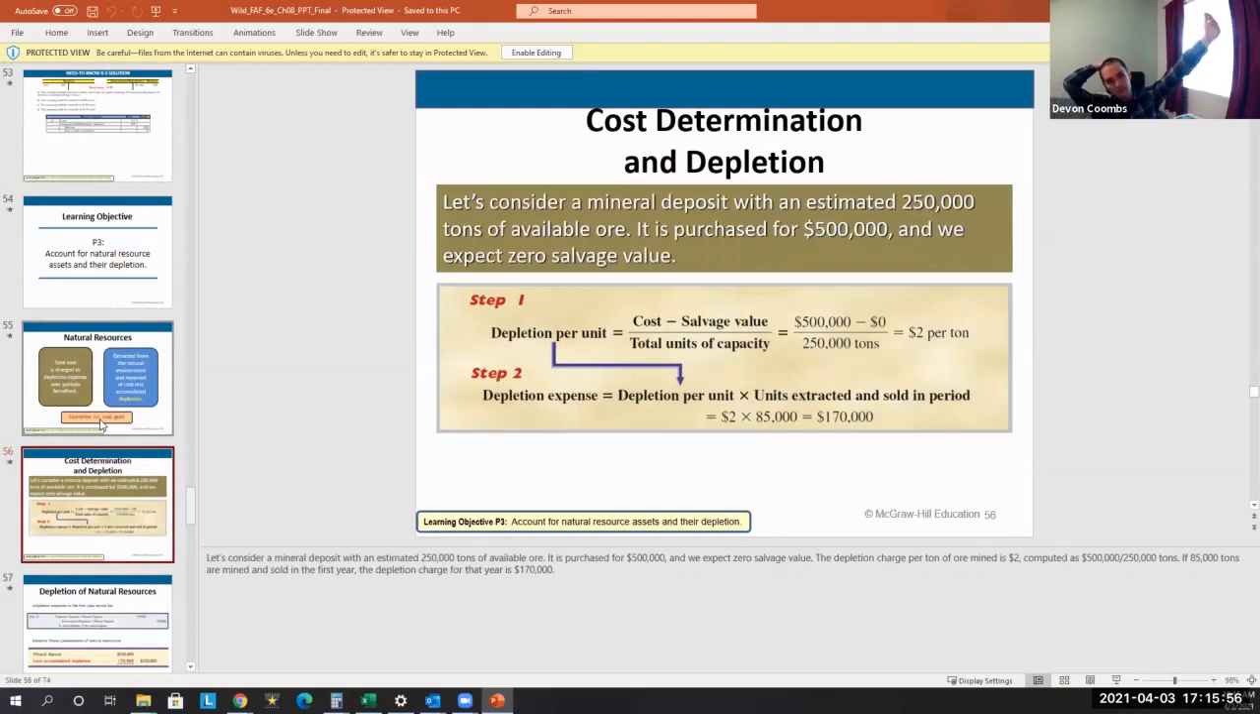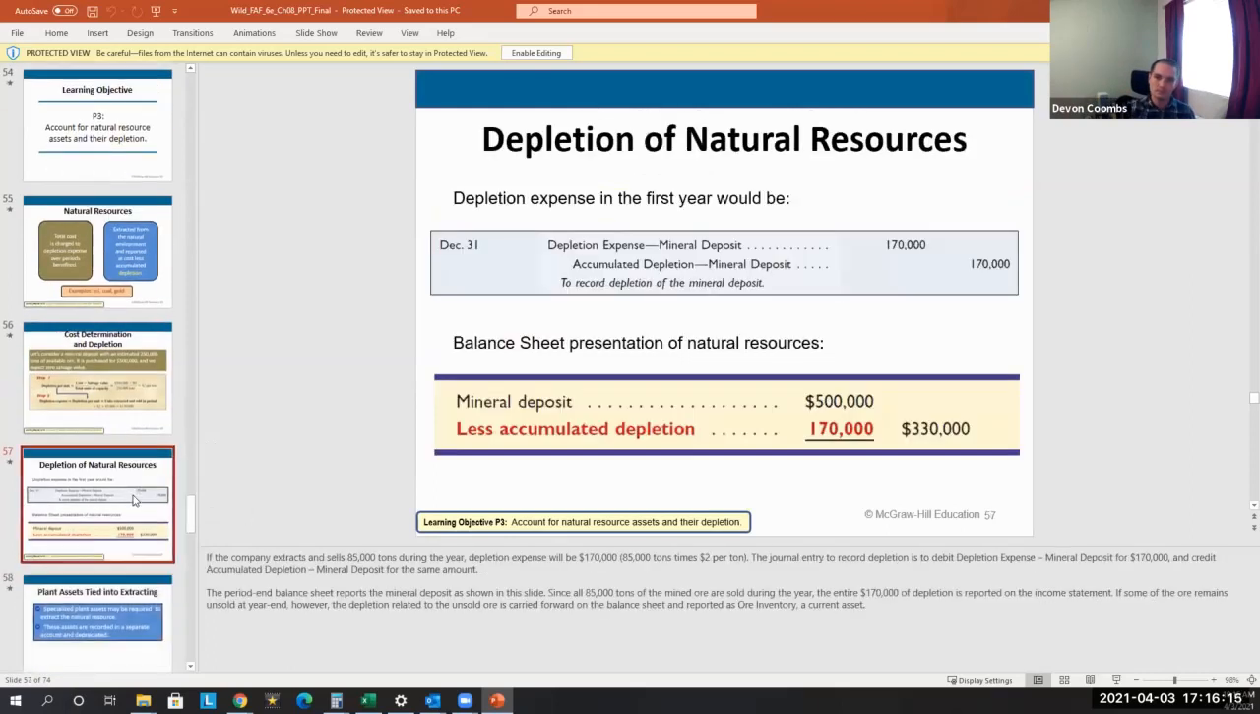We're going to determine the cost of obtaining all of those natural resources. Let's say we have a gold mine. We'll determine the cost of that gold mine, reduce it by the leftover value of that gold mine, and divide it by what we expect. Maybe that gold mine has 250,000 tons of gold. And we'll expense it as we mine the gold. It's very similar to the units of production method, so I'm not going to go into it too much.